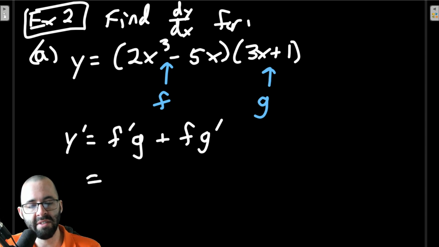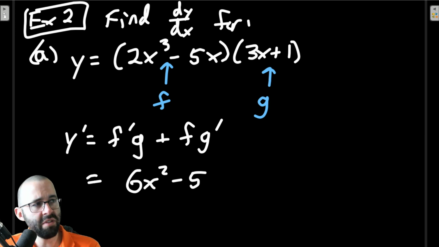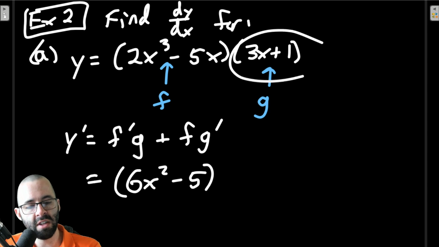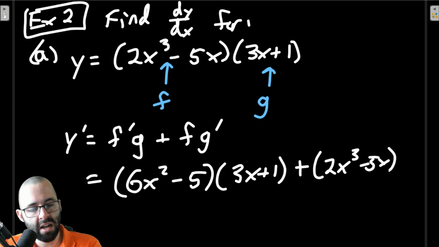So what is the derivative of this first thing? It's going to be 6x squared minus 5. And we're multiplying this by something, so we are going to need parentheses. Our original g is up here, 3x plus 1. Now we add to that the first function, unchanged, 2x cubed minus 5x, times the derivative of the second function, which is only 3. 3x plus 1, that's a line. The slope of the line, 3, that m value.